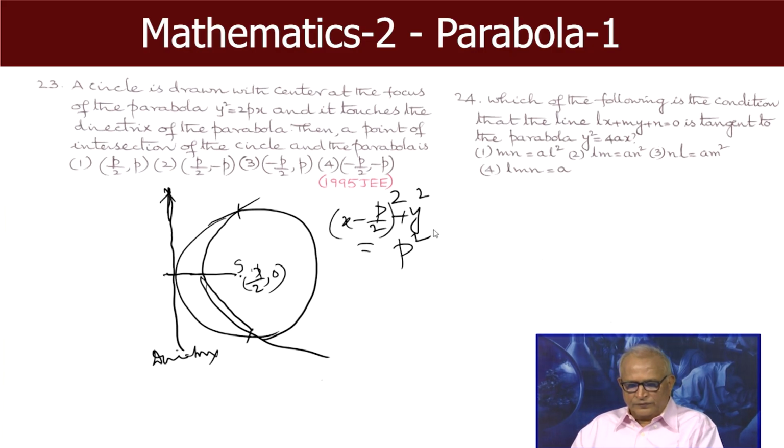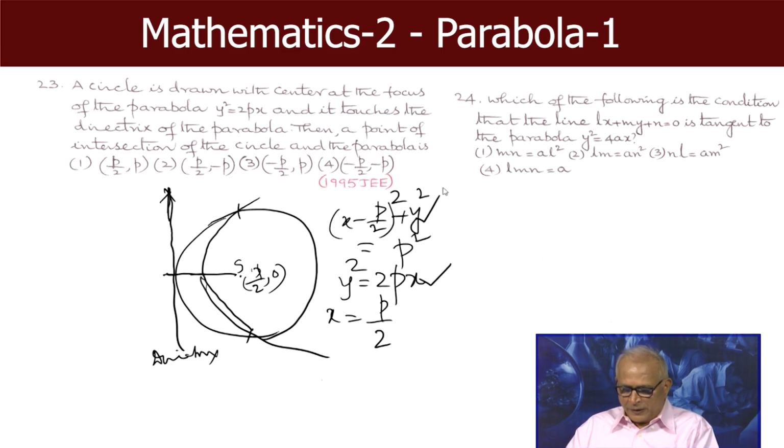Okay, and y² equals 2px. What is the point of intersection of these two? This is the parabola and this is the circle. Point of intersection of these two, x is p/2. When x is equal to p/2, y² equals p². So x equal to p/2 satisfies both these equations. That means y equals plus or minus p. So (p/2, p) is one point of intersection and (p/2, −p) is the other point of intersection.